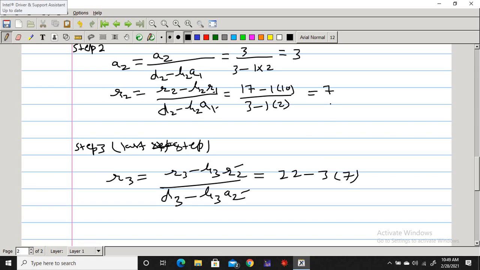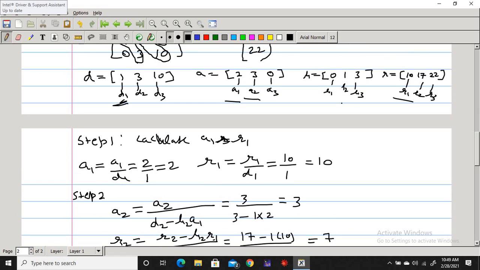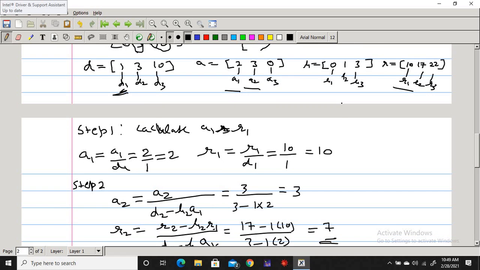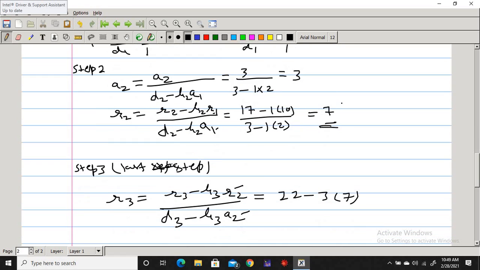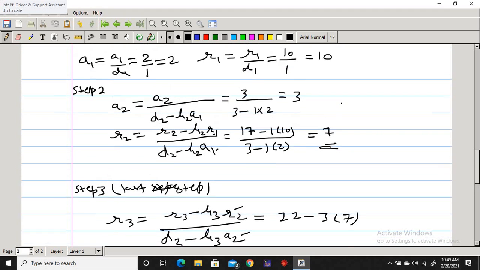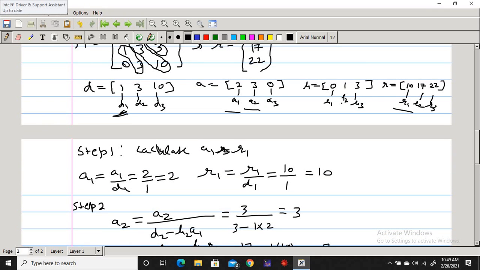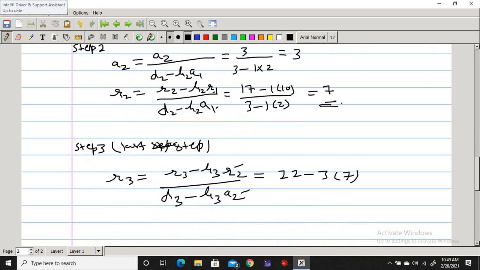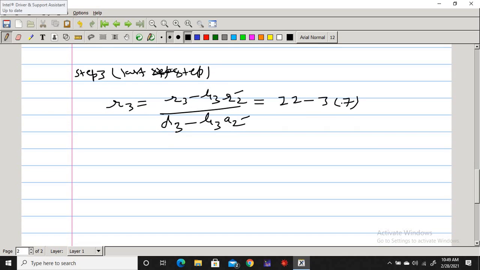Just see, R2 I have put 7 from here, and we can see that earlier R2 is given 17 in the question, but we have to use R2 from step 2 now. Similarly, A2 is given 3 here, and in the question also by chance A2 is coming out to be 3, no problem, but we are going to use it from step 2. So this is going to be 10 minus 3 into 3, and this is coming out to be 1.